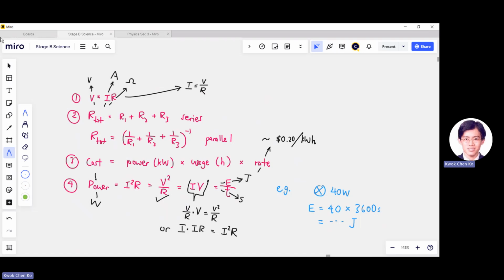Okay, all the appliances, everything, you have a power rating. Some also have voltage, some also have current, but power will always be there. Just check your handphones. They should have a power rating somewhere. Okay, let me see. I think that's about all the formulas you need to know for now.